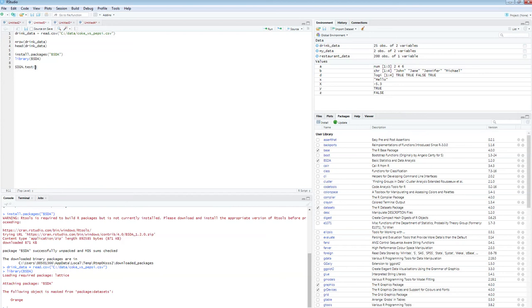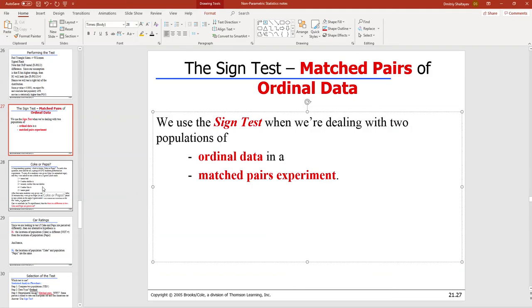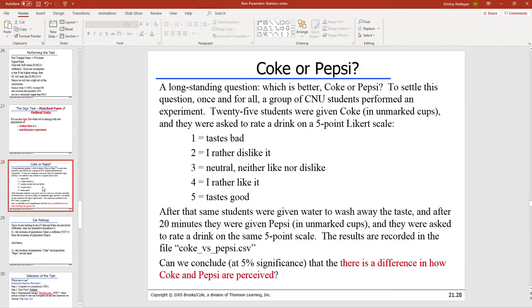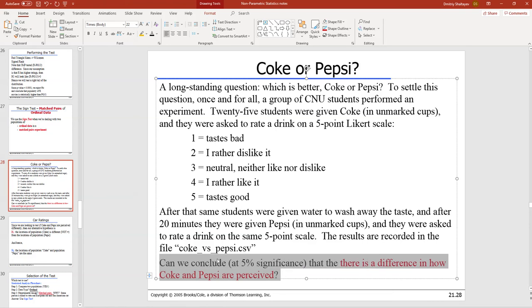Okay, so I'm going to do the sign test, but I think I'm getting ahead of myself here. Let's discuss what it is that we're testing. It's great that we're ready to rumble, but let's decide what we're testing. Here is the research question that we're investigating. Can we conclude at 5% significance level that there is a difference in how Coke and Pepsi are perceived? Remember how we discussed 20 or so lectures ago that when you're testing a hypothesis, you need to search for the question that is posed in the problem, and that question becomes the content of your alternative hypothesis. So this is what I'm investigating.